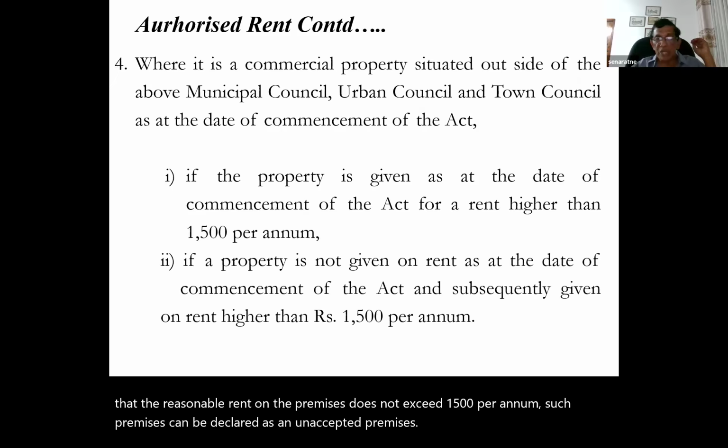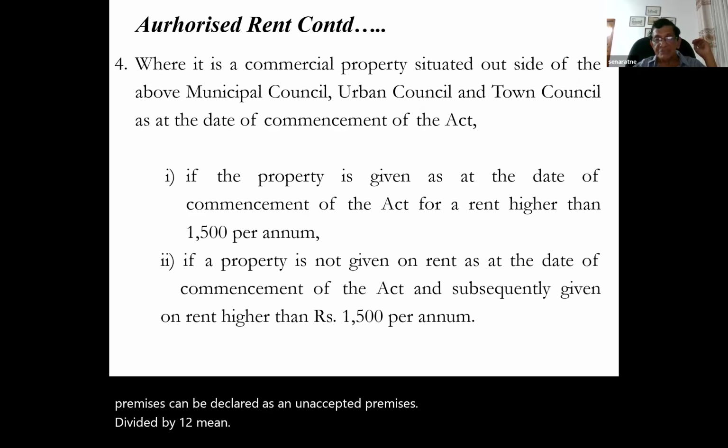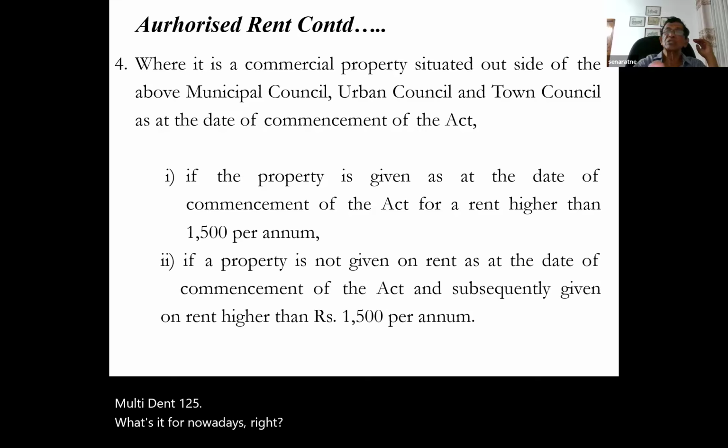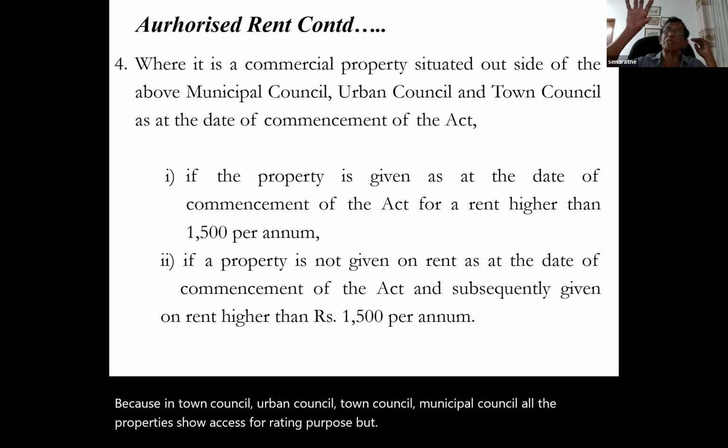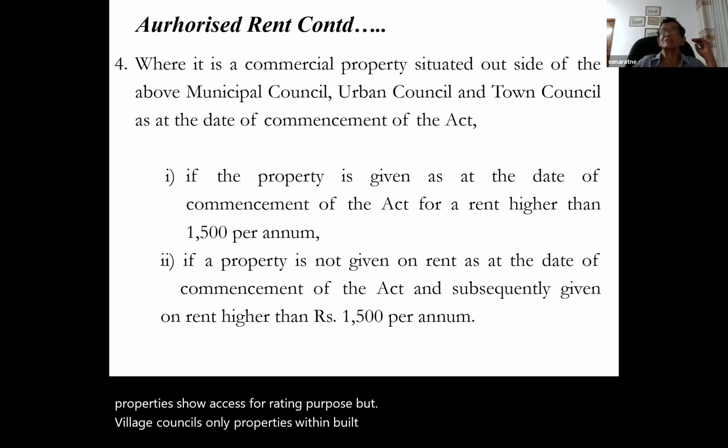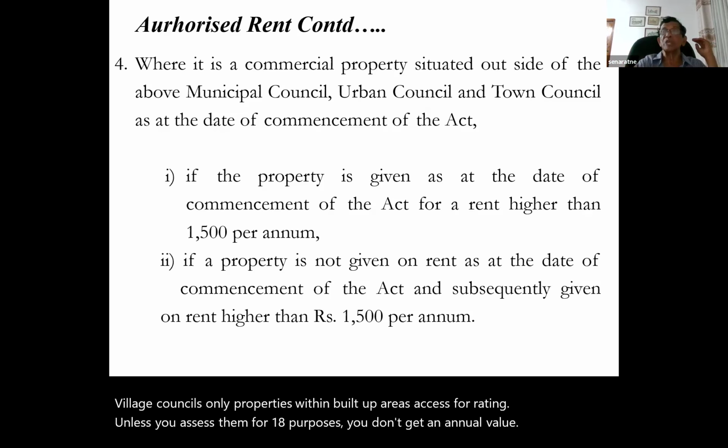1,500 divided by 12 means 125. Monthly rent 125. What is it for nowadays, right? Because there were certain properties not assessed for rating purpose. Because in town council, urban council, municipal council, all the properties were assessed for rating purpose. But in village councils, only properties within built-up areas were assessed for rating. Unless you assess them for rating purpose, you don't get an annual value. This is called for such properties.